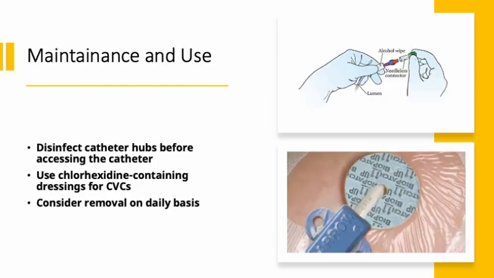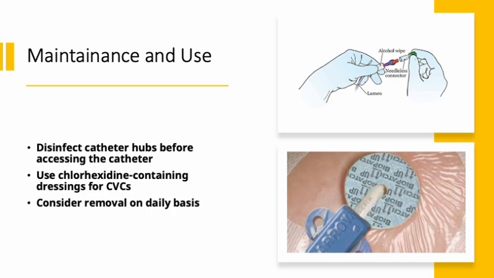Disinfect the catheter hub and access port before every use, ideally with an alcohol swab. This is one of the most important steps which can prevent the development of CLABSI. The chlorhexidine dressing should be used on CVC sites, especially in areas where the incidence is high, and in India it should be routinely used.